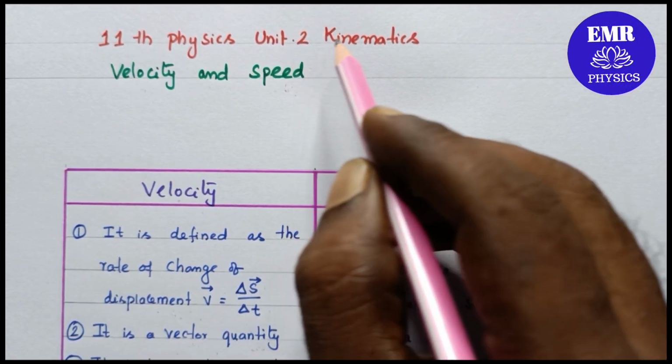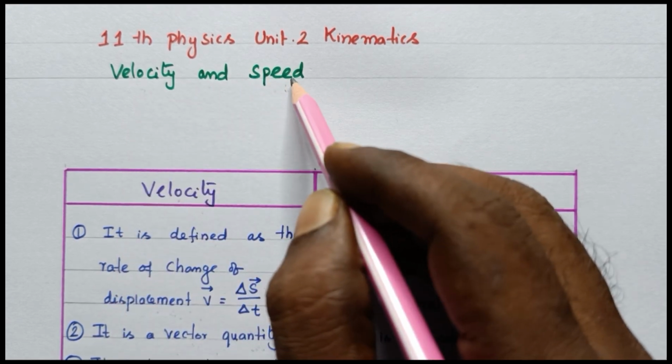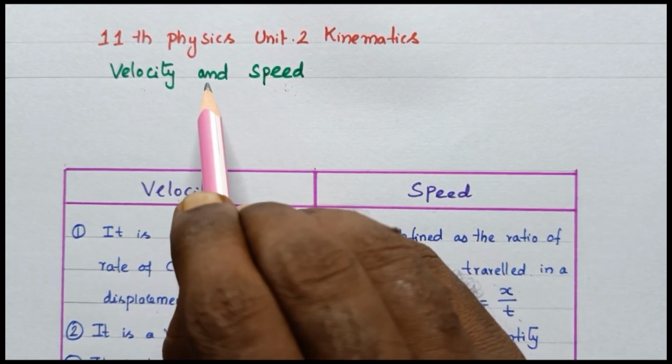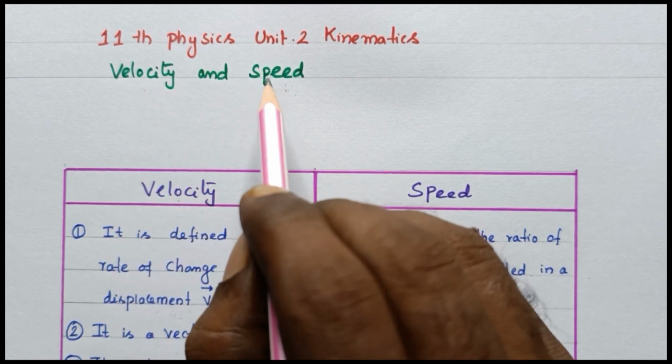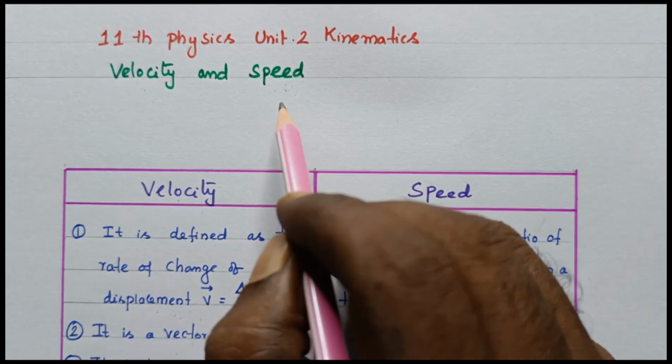11th Physics Unit 2 Kinematics la இப்போ நம்ம பார்க்க போற டாபிக் velocity and speed. ஷார்ட் ஆன்சர் क्वेश्चनல velocityக்கும் ஸ்பீடுக்கும் உள்ள டிஃபரன்சஸ் கேட்கலாம். இல்லனா velocity and speed உடைய டெஃபினிஷன்ஸ் கேட்கலாம். இந்த क्वेश्चंसக்கான ஆன்சரை இந்த வீடியோல பார்க்கலாம்.